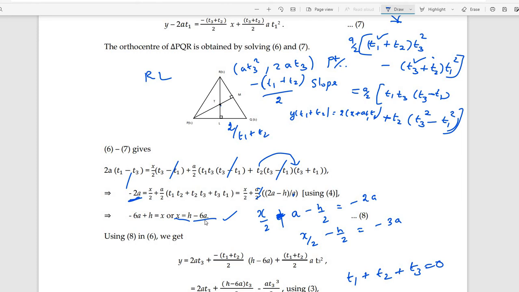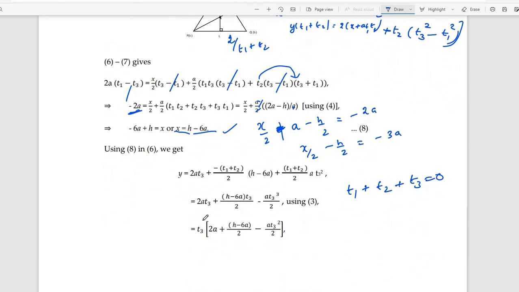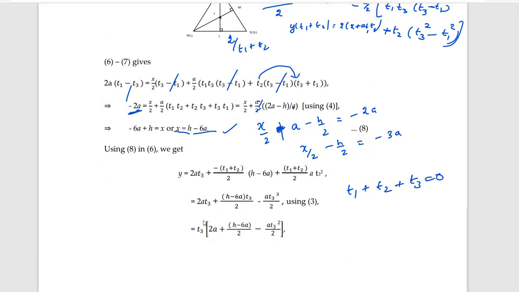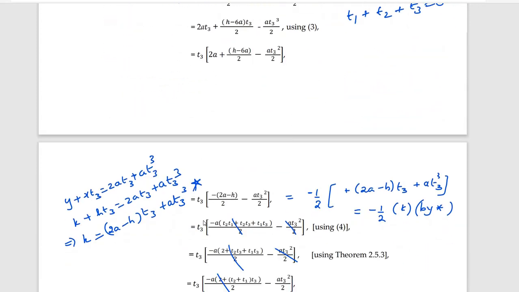Now we are going to use the value of x in either 6 or 7. Using that in equation 6, this is what we have. We are replacing x by h minus 6a. So then, t1 plus t2 plus t3 being 0, minus of (t1 + t2) is t3. So this is what we have, and then t3 is taken out, 2a, the remaining terms, and that is simplified further. And this is what we have.